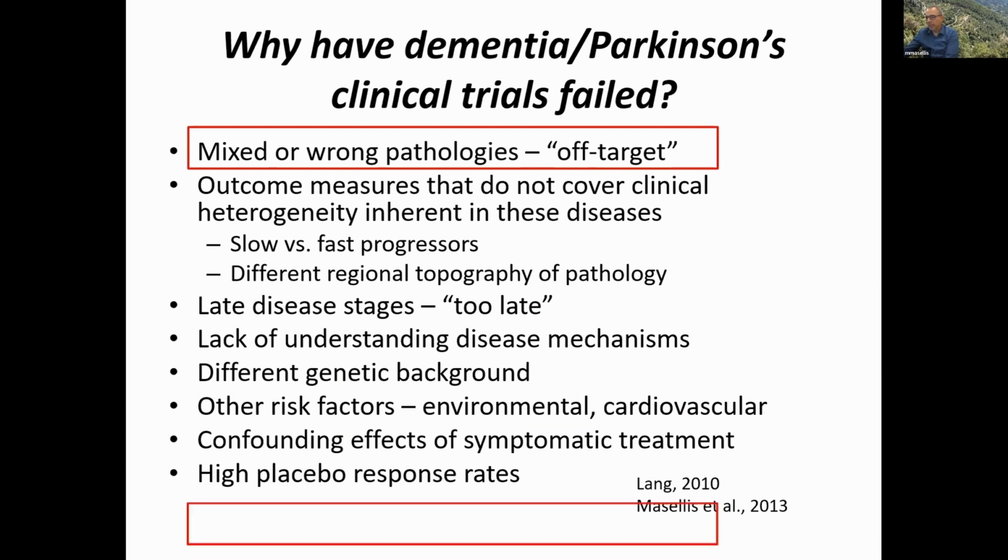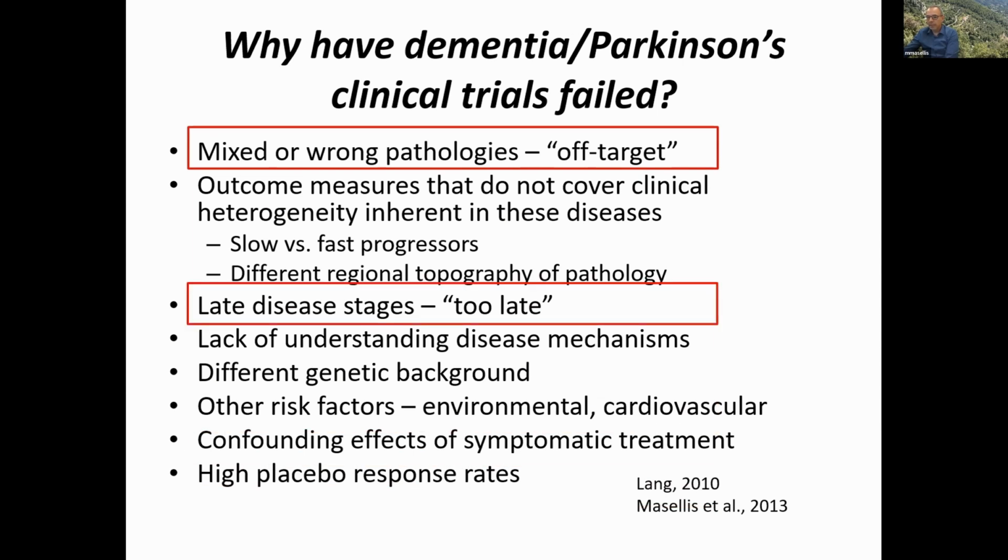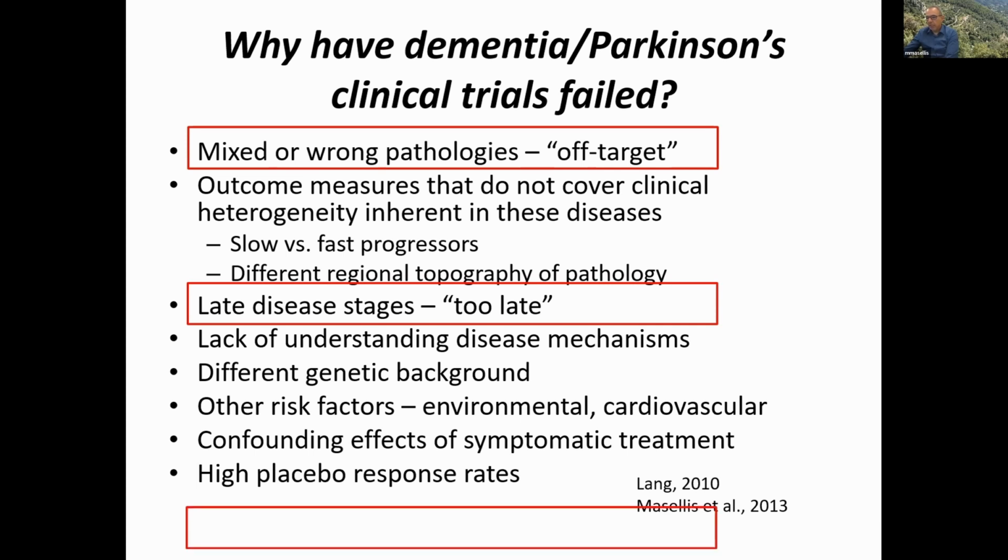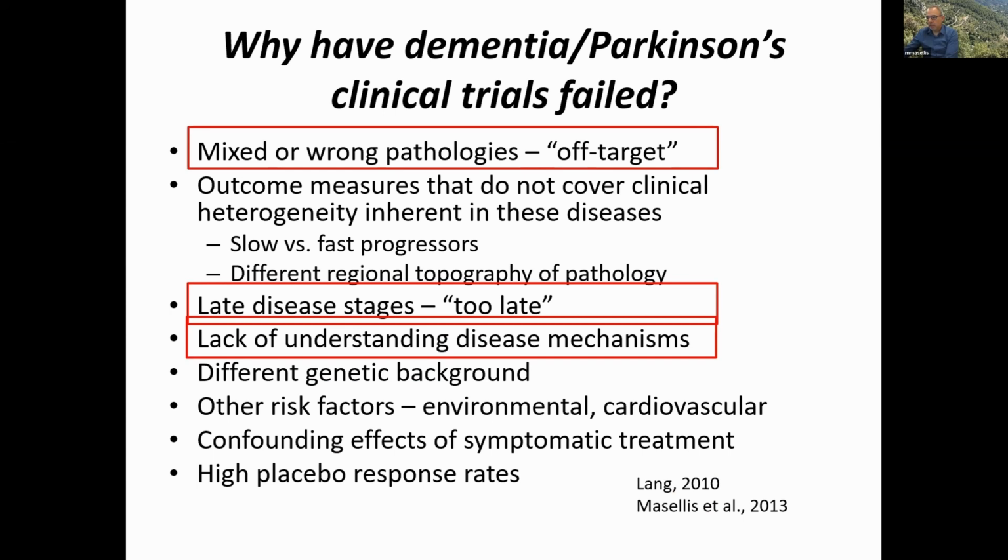So we're off target. We're often also too late. If we target patients that have full-blown neurodegenerative syndromes, then even if we could reverse the underlying pathology, it's too late. So we have to push that bar earlier and earlier to get to the prodromal stages. We still do not fully understand the disease mechanisms underlying neurodegeneration, and more work needs to be done focusing on that. And we also don't take into consideration a differential genetic background, which contributes to heterogeneity.